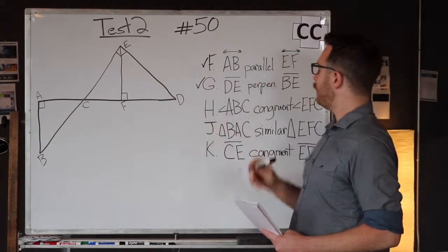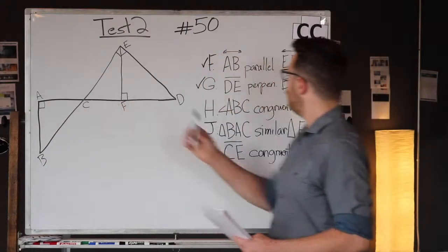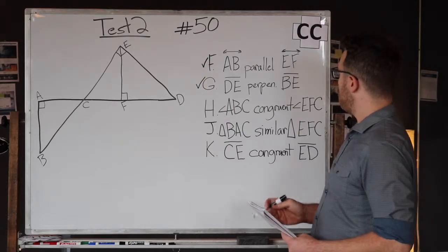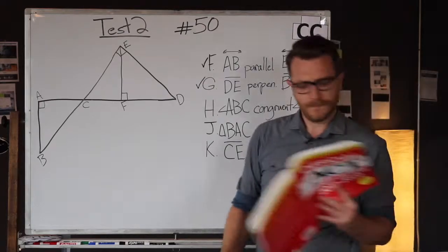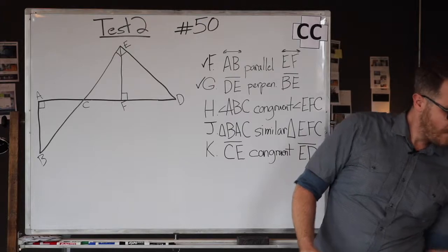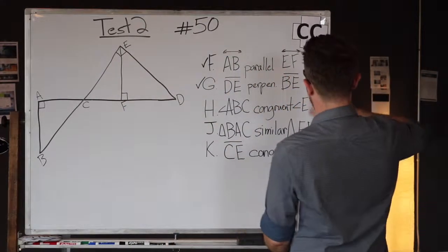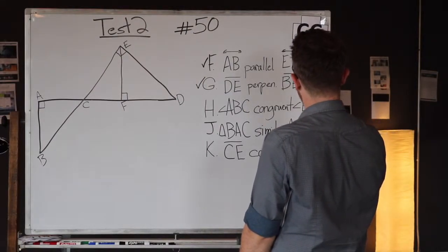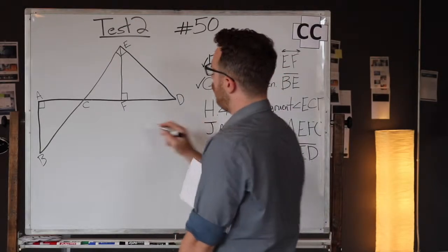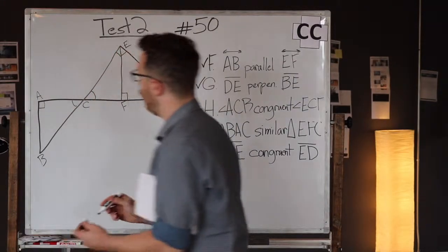Next, we have H, asking us, is the angle of ABC congruent to EFC? Is that right? Sorry, I knew that looked wrong. Actually, it's ACB congruent to ECF. Yeah, that's what that should be. So ECF, ACB. Is this angle here congruent to this angle here?